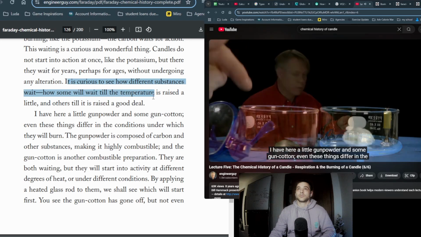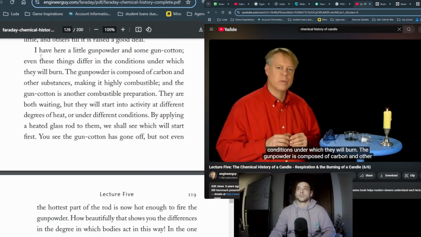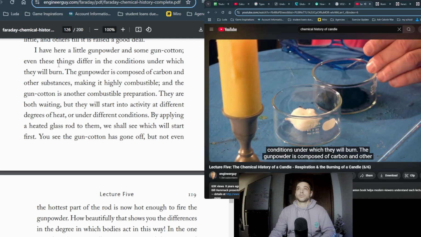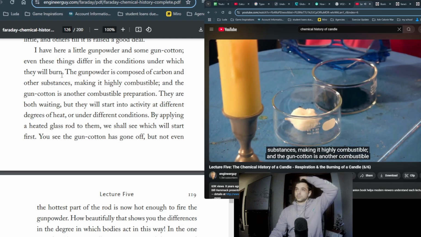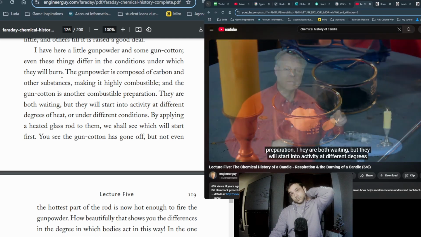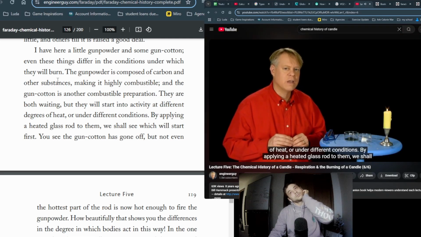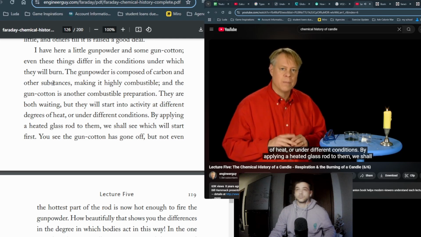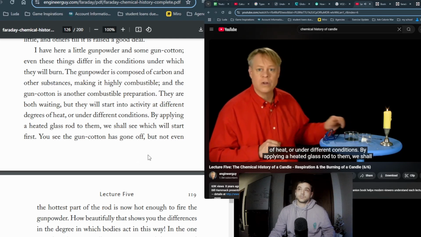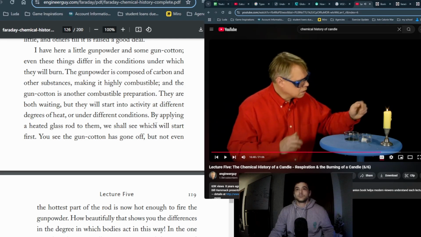I have here a little gunpowder and some gun cotton. Even these things differ in the conditions under which they will burn. The gunpowder is composed of carbon and other substances, making it highly combustible, and the gun cotton is another combustible preparation. They are both waiting, but they will start into activity at different degrees of heat or under different conditions. By applying a heated glass rod to them, we shall see which will start first.